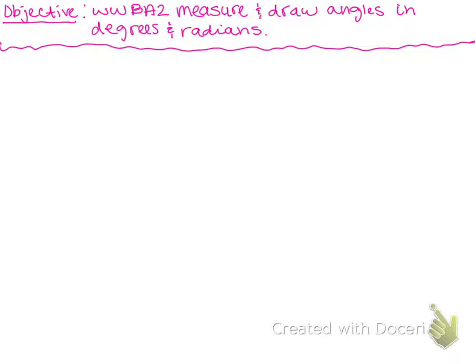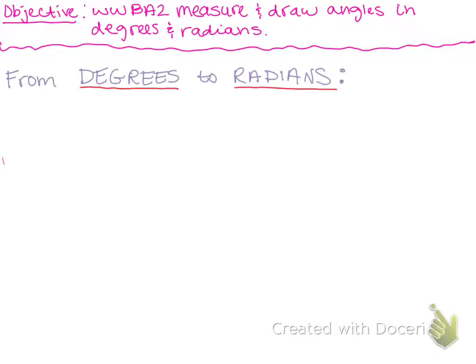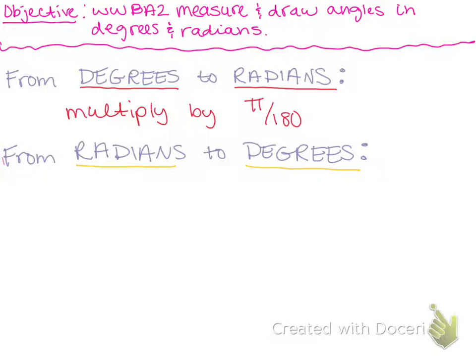So what we're going to talk about first is how to convert from degrees to radians. To go from degrees to radians, you multiply by pi over 180. To go the other way, from radians to degrees, you multiply by 180 over pi.